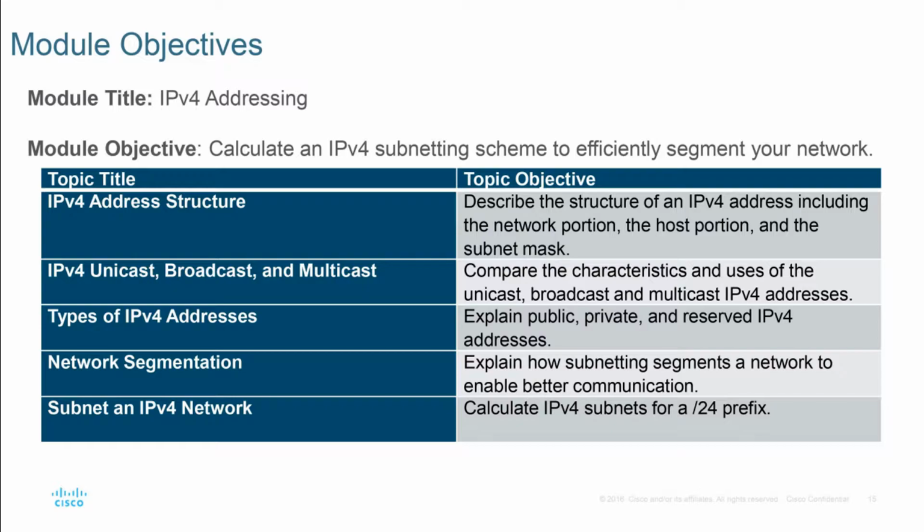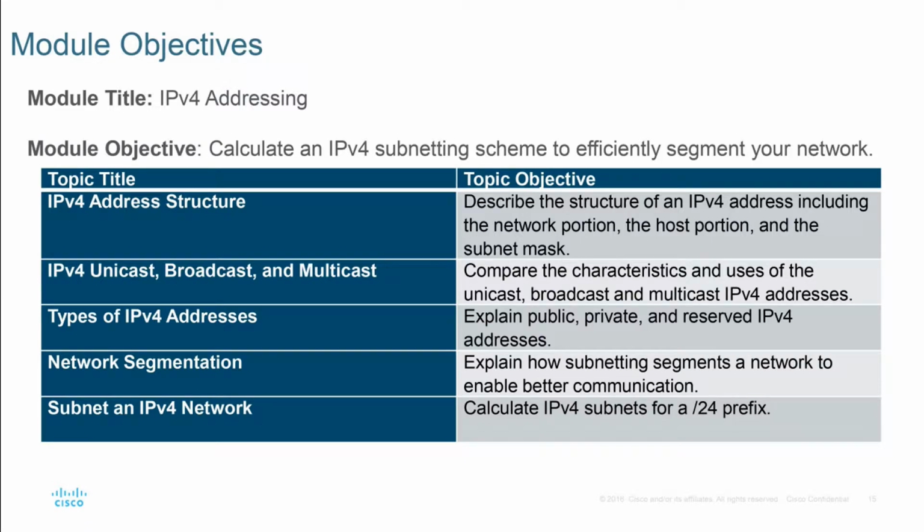So here are some of the objectives. Describe the structure of an IPv4 address. Be able to identify the network portion versus the host portion. Understand what a subnet mask is and how it's used in relation to an IP address. We're going to compare characteristics of unicast, broadcast, and multicast traffic. Understand public versus private, and then how to subnet these addresses.